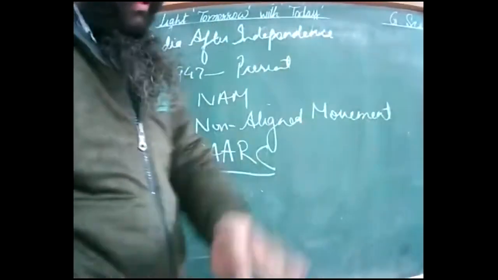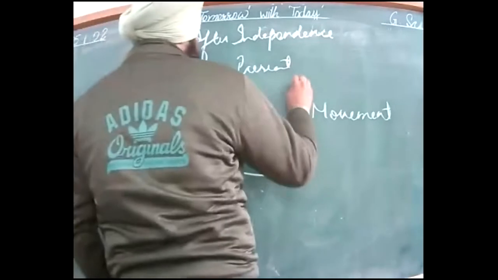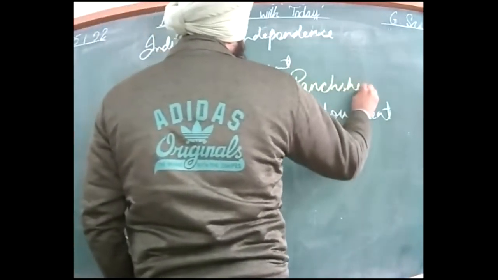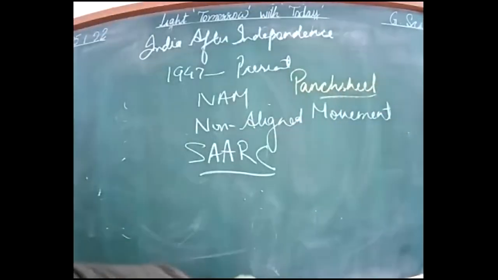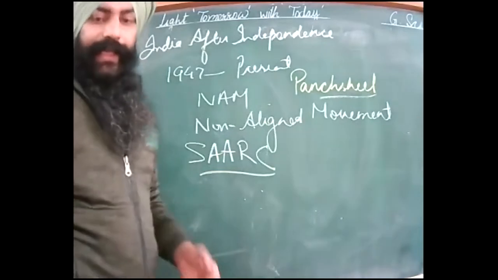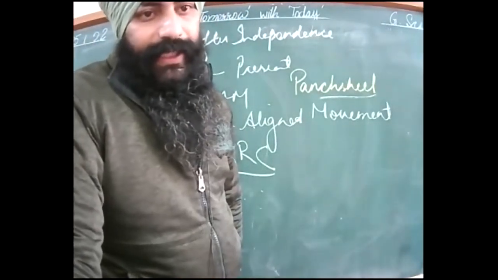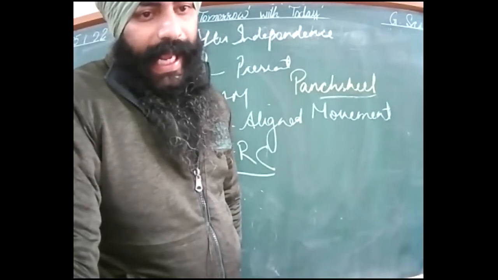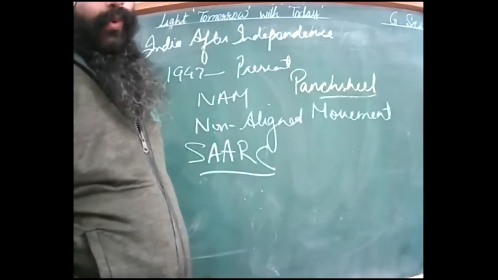Clear? Next, fourth, Panchsheel. We can't forget this. Panchsheel was the agreement signed between India and China on 29th April 1954.